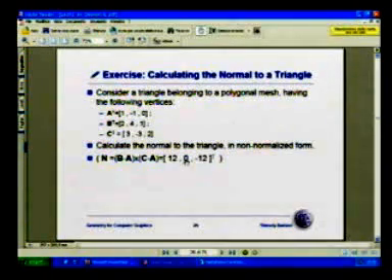Okay, so you have another pencil that you can make at home. I gave you three vertices, A, B, and C, and you have a triangle over here. Calculate the normal to this triangle. So, B minus A, C minus A, vector product, this is the result. You do this pencil by yourself at home.